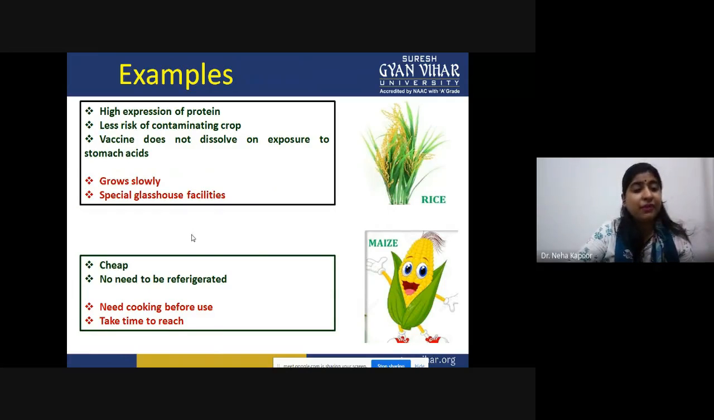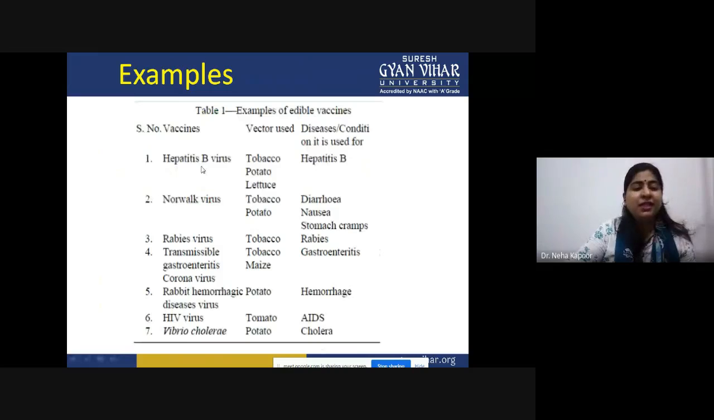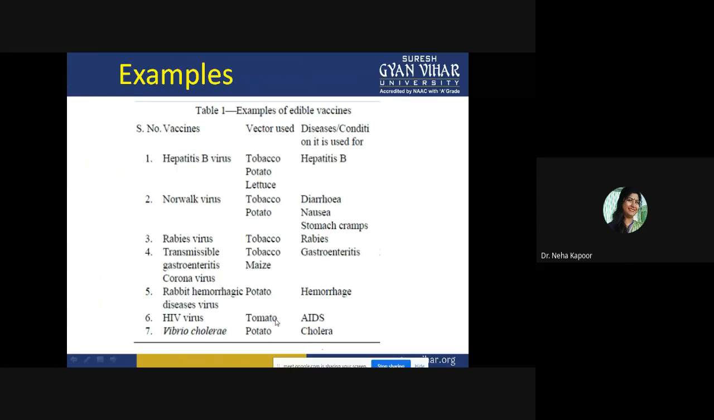For example, in the case of hepatitis B virus, it has been used in tobacco, potato, and lettuce, and the main disease being targeted is hepatitis B. Norwalk virus and rabies virus were tried in tobacco. In the case of coronavirus, transmissible gastroenteritis coronavirus, it has been tried in tobacco and maize. The HIV virus has been tried in tomato. Vibrio cholerae has been tried in potato.